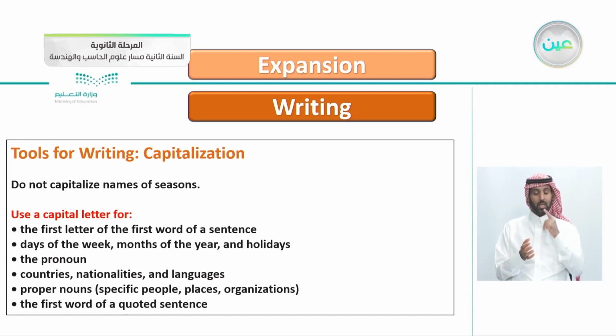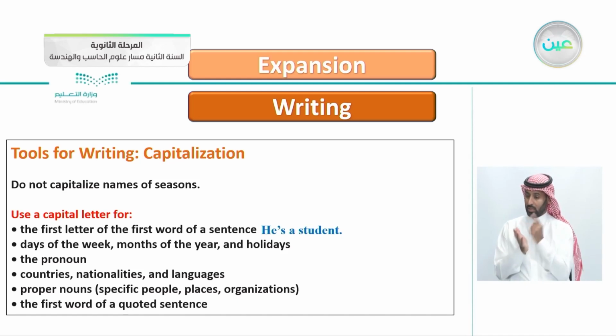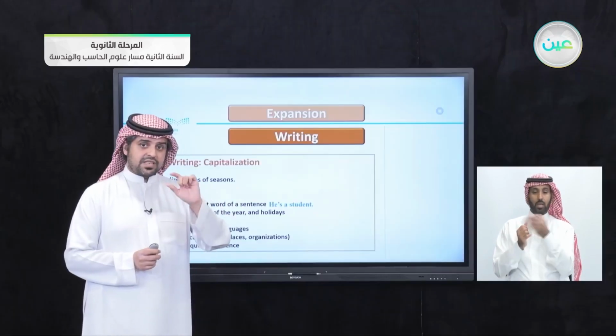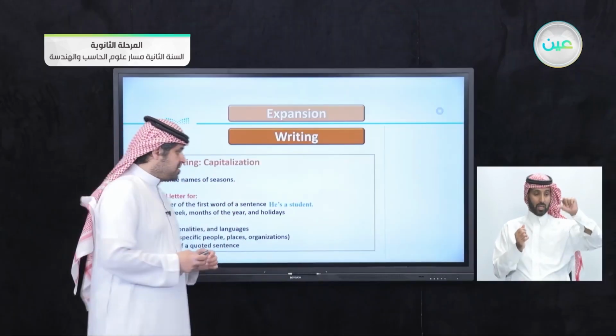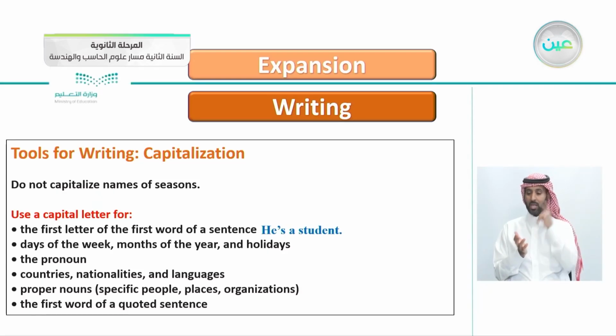The pronoun, countries, nationalities, and languages. Proper nouns, specific people, places, organizations. The first word of a quoted sentence. So again, we use capital letters for the first letter of the first word of a sentence. When you say, he's a student, this is the first letter of the sentence. He's a student.